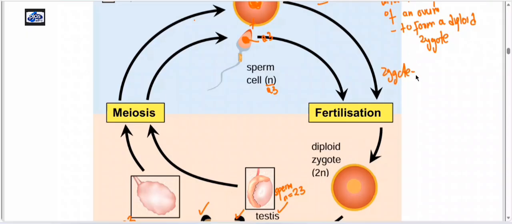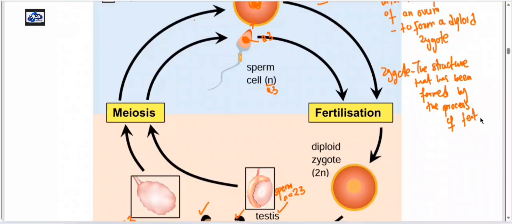Remember, good people, what is a zygote? A zygote is the structure that has been formed after fertilization. We say a zygote is the structure that has been formed by the process of fertilization.